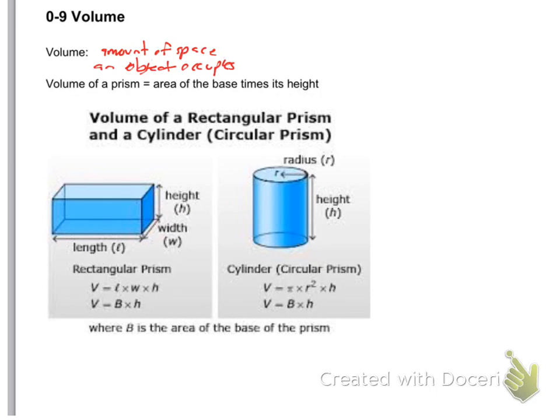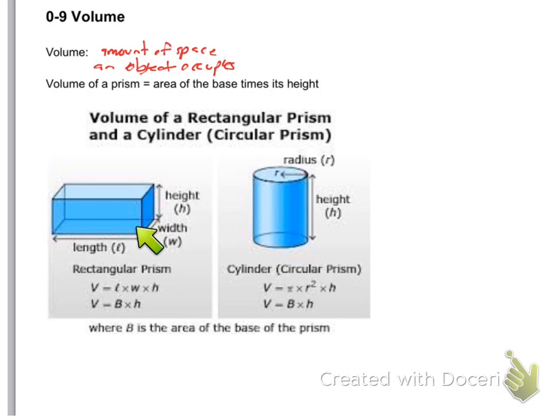For what we're doing, basically in our lessons here, we're just going to find the volume of a prism. And volume of prisms is always the area of its base times its height. So I have it stated here. The area of its base times its height. So whatever the shape is, like this is a rectangular prism, and this one is a circular prism or cylinder.